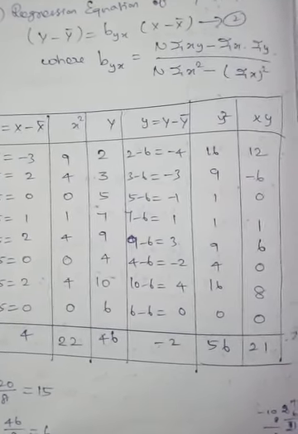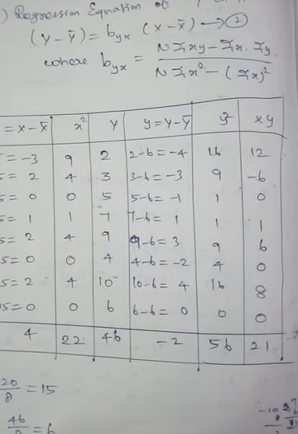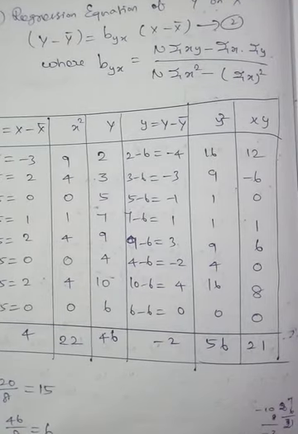And square each value. So minus 4 the whole square is 16, minus 3 the whole square is 9, and so on up to 0. The total of the column is 56.